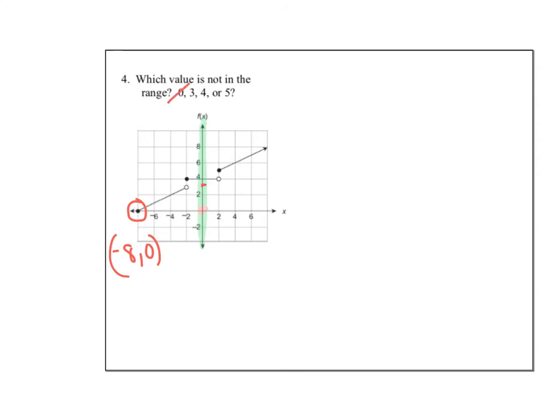Here's 3 on the y-axis. And I have an open circle right there at -2, 3. So at a quick glance, it looks like 3 might be there, but because it's an open circle, 3 is missing. Is 4 there? Yep, I got a whole bunch of points right here on this segment. 5 is right here at the ordered pair 2, 5, so that's present. So 3 is the value missing.